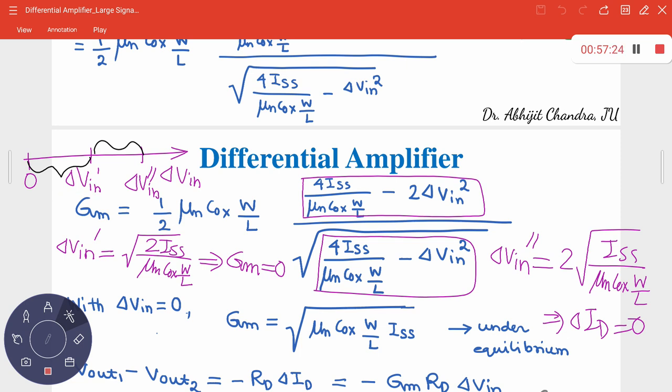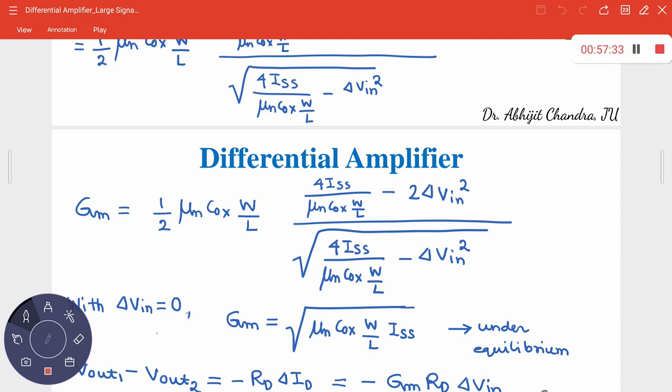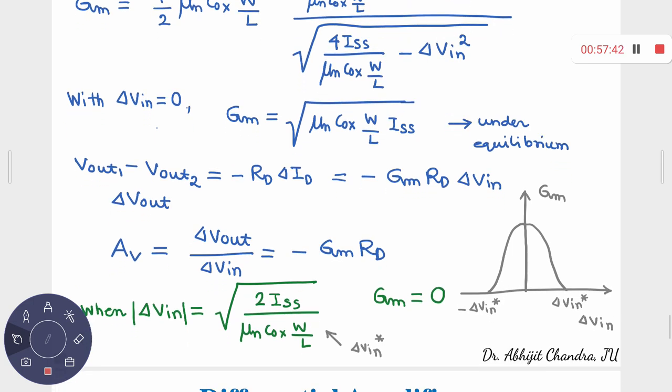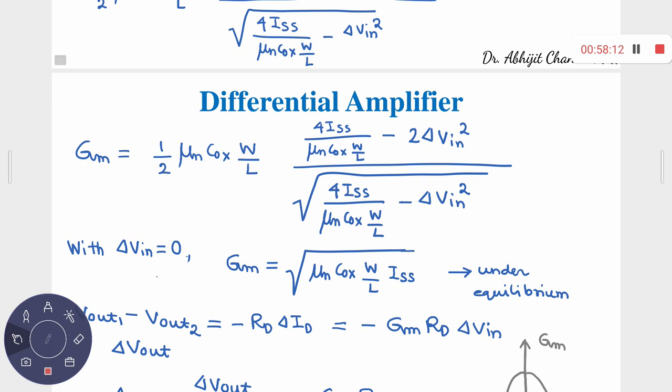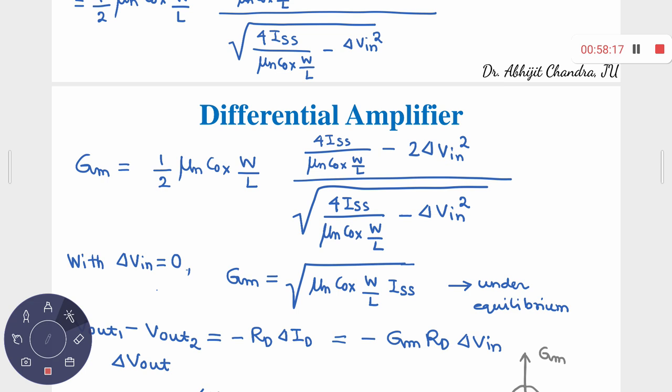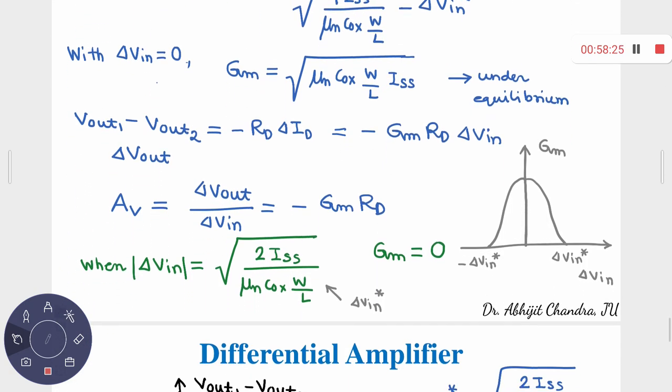And if you now draw the variation of this gm, under equilibrium condition we have gm equal to square root of mu n Cox W by L times Iss. I have called this delta V in star; this delta V in dash is renamed as delta V in star. So how does this gm vary with delta V? The maximum value is obtained when delta V is equal to 0, and then it ultimately drops down to 0 when delta V is equal to delta V in star, that is, when this entire thing becomes 0. That is delta V equal to square root of twice Iss by mu n Cox W1 by L, right?